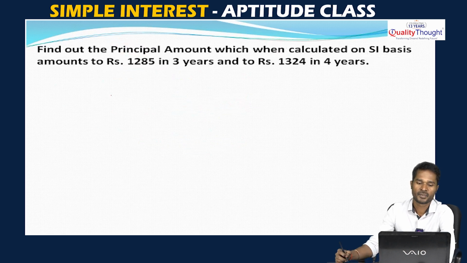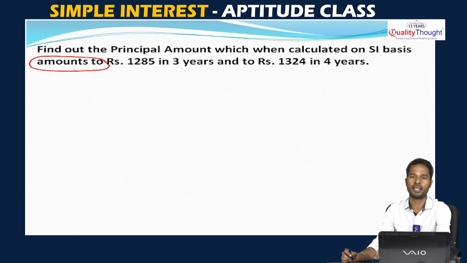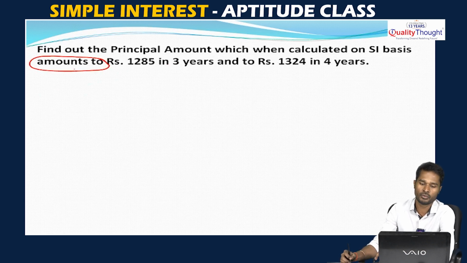See the question: find out the principal amount which, when calculated on simple interest basis, amounts to 1285 in 3 years and 1324 in 4 years. So, 1324 in 4 years and 1285 in 3 years. We need to remember this word carefully, "amounts to". Whenever this word is in the question, it denotes the total amount.